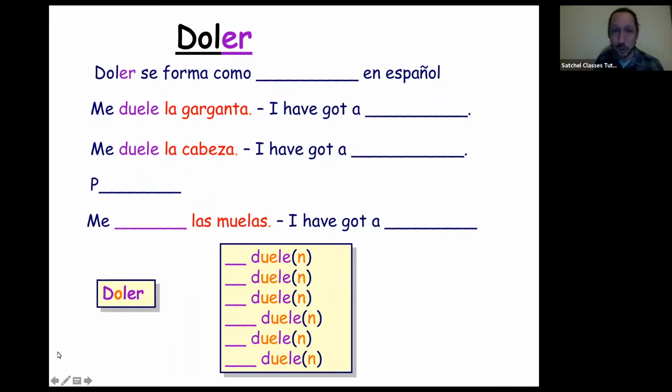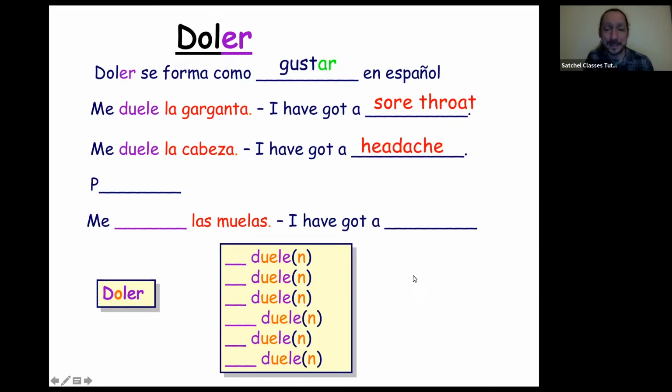I'm back. So let's see how you did with this exercise today. So the first one is gustar. Doler se forma como gustar en español. Me duele la garganta. I have got a sore throat. Me duele la cabeza. I have got a headache. Plural. Me duelen las muelas, which means I have got a toothache.